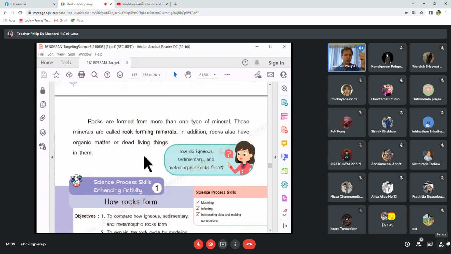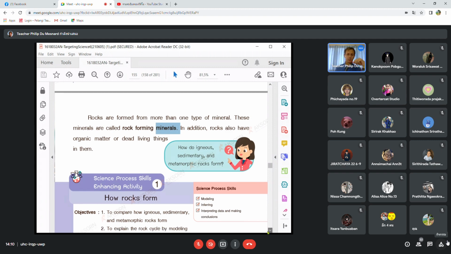Okay, so rocks are formed from more than one type of material, and they are called rock-forming minerals. So the word mineral, so we have an element, and then we have a mineral, and then we have a rock. Also, rocks have organic matter or dead living tissue inside of them. So some rocks are completely organic, like coal is completely organic, but we also have some other rocks with some fossils in them, like sedimentary rocks like limestone has fossils inside of them.